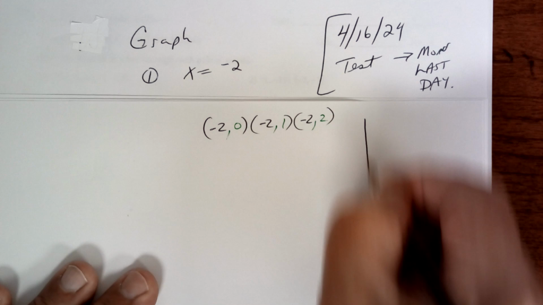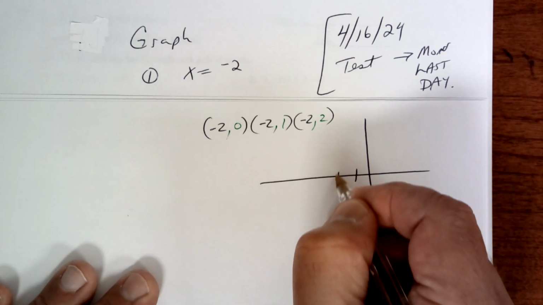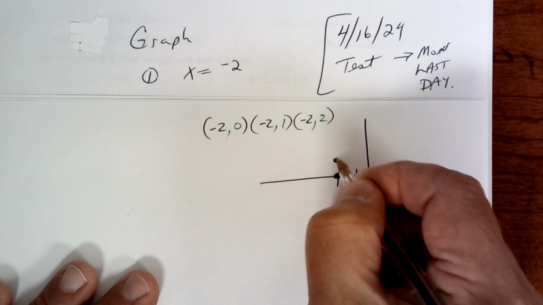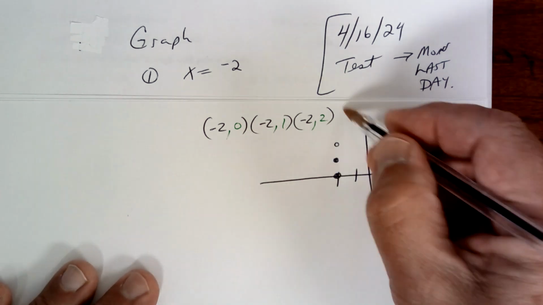-2, up 0. -2, up 1. -2, up 2. This is a vertical line.